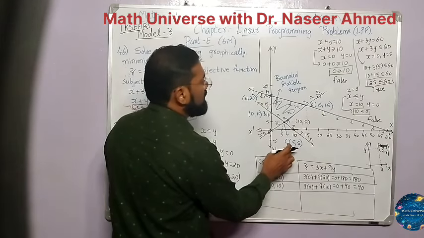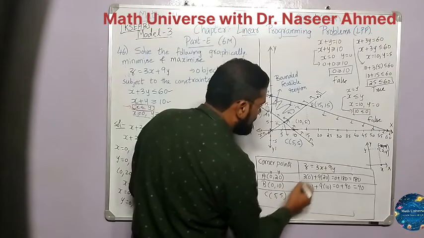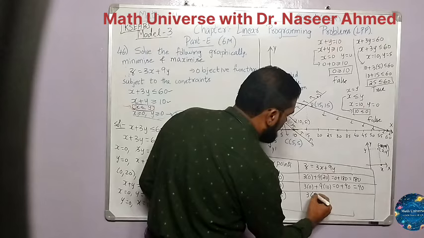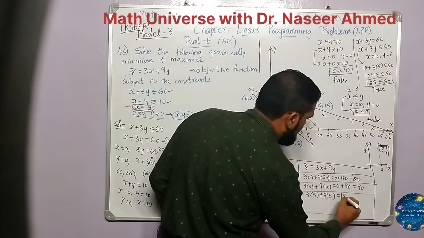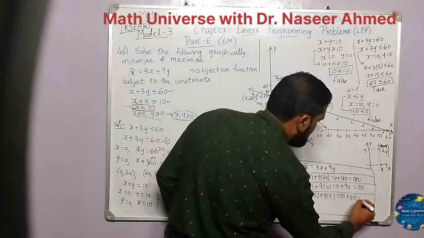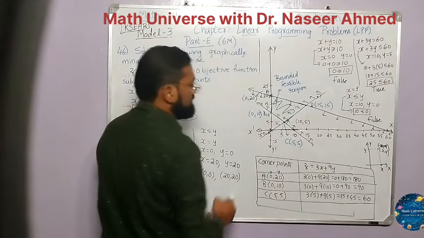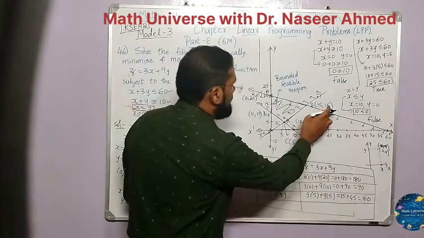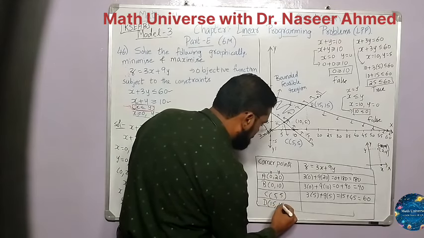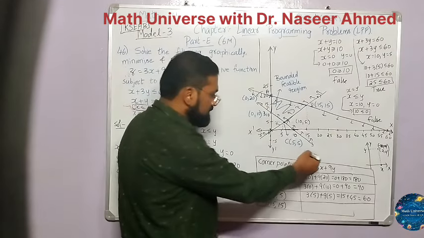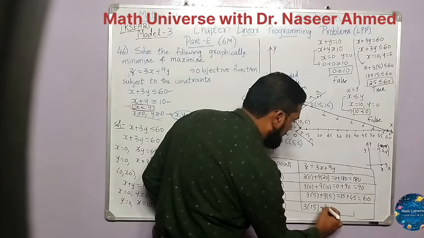Moving on to C, 5 comma 5. Put it here 3 into 5, then 9 into 5. 3 5s are 15, 9 5s are 45. So value will be 60 here. Now the last coordinate, 15 and 15, that's D coordinate. So now we can just see here 3 into 15 plus 9 into 15.